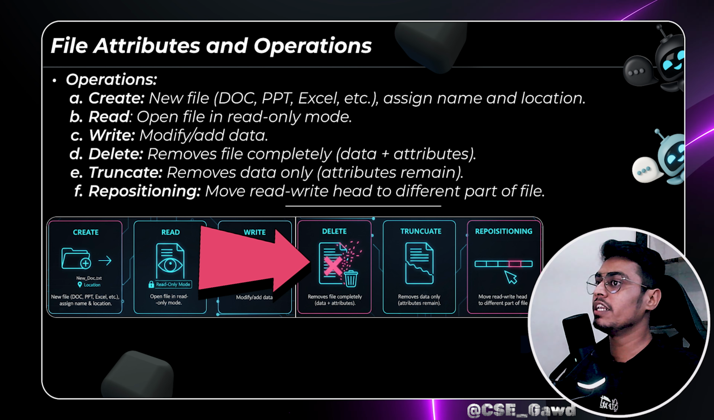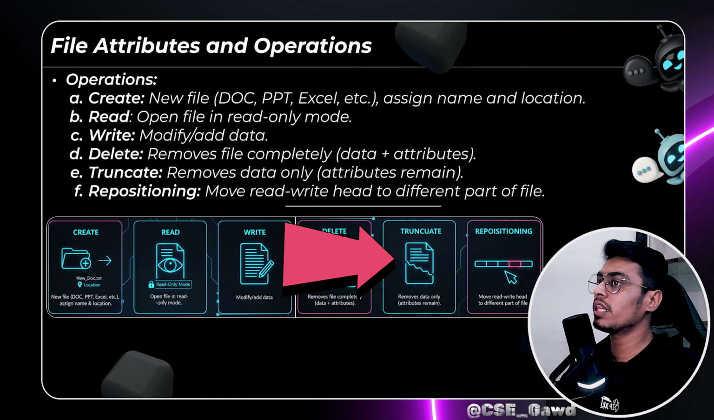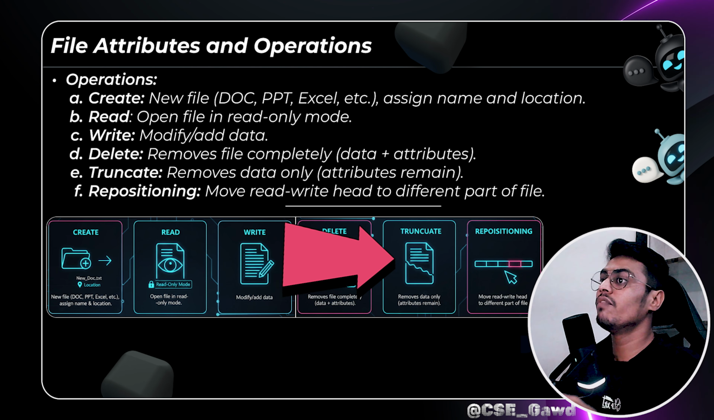All these attributes will be deleted, like metadata also will be deleted, and all the data within the file will also be deleted. But if you apply truncate, what will happen? You have written a paragraph inside the file, anything you have written, all the data will be deleted, but the attributes, file size, file name, file identifier will not be deleted and will remain as they are.